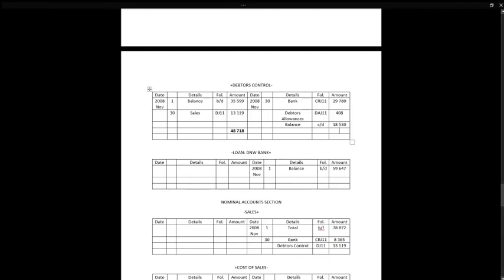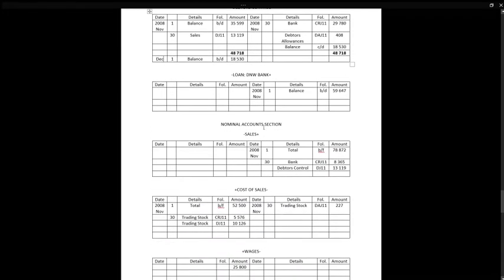Let's total my smaller side, 48,718 Rand. Debit equals credit, therefore I've done it correctly. My new opening balance will be 18,530 Rand. It's an opening balance, therefore brought down. Details, balance, 1st day of December. There you go.